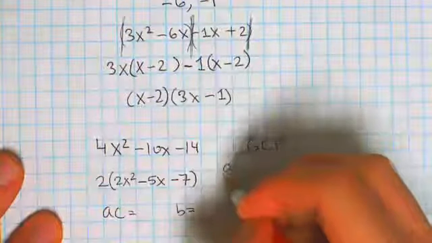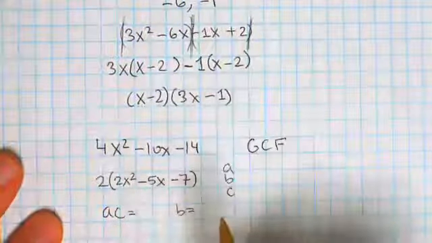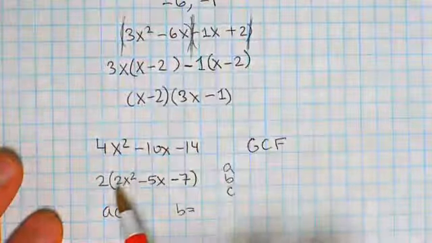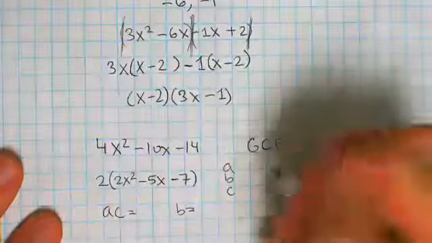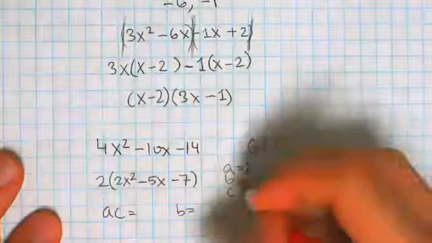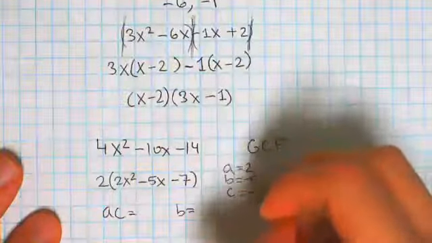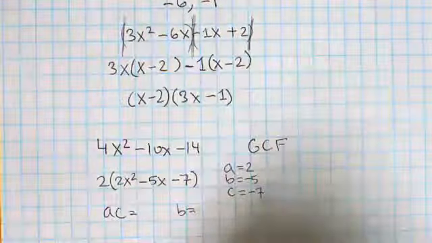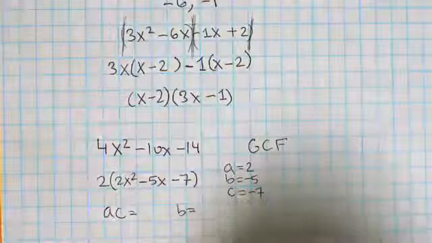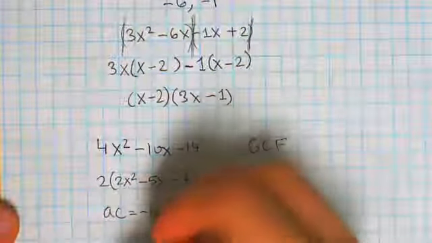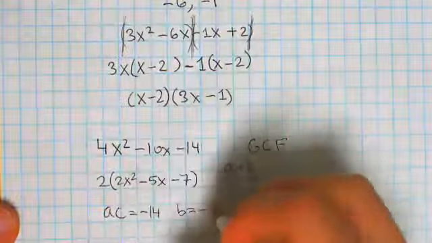So our A, B, and C, and we're only looking inside of our parentheses now without our greatest common factor. Our A is 2, our B is negative 5, and our C is now a negative 7. So our A times C is going to be 2 times negative 7, which is negative 14, and our B is the negative 5.